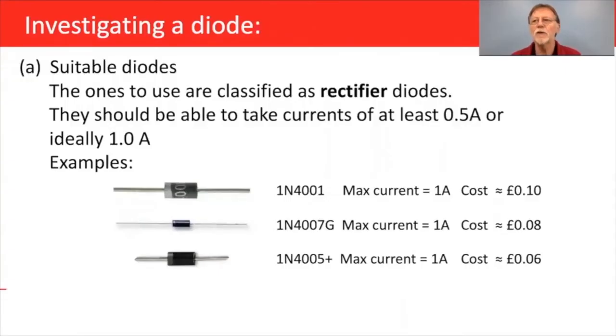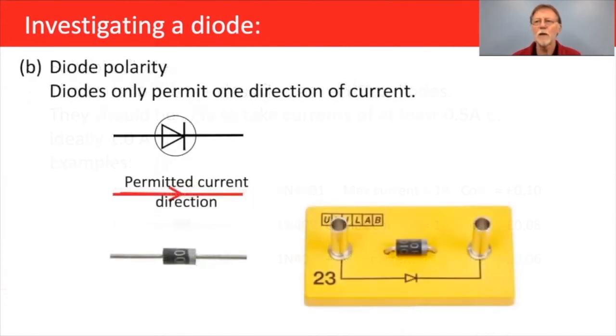The best diodes to use for these investigations are those classified as rectifier diodes, and they should be capable of carrying currents of at least 0.5 amps and preferably 1 amp. Suitable diodes are shown in the diagram here, and as you can see, they're not enormously expensive. Diodes have a very interesting property, however, in that they have almost no resistance to current in one direction and almost infinite resistance to current in the opposite direction. It is therefore very useful to have the diode mounted on a base that shows its orientation in the circuit.